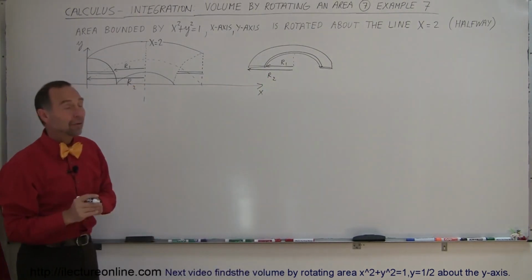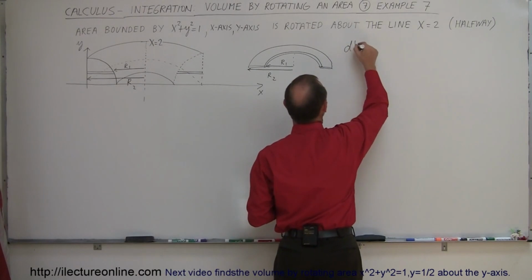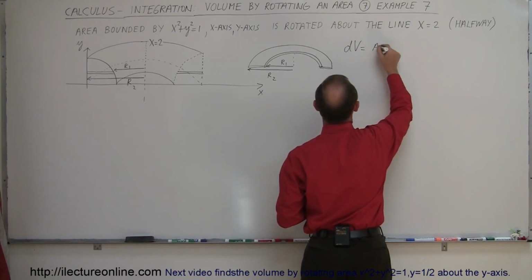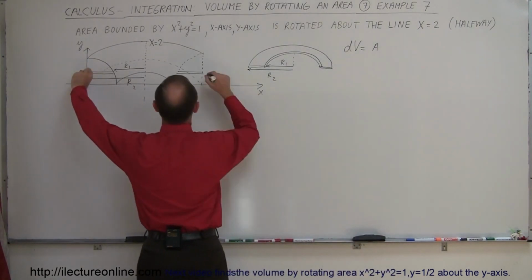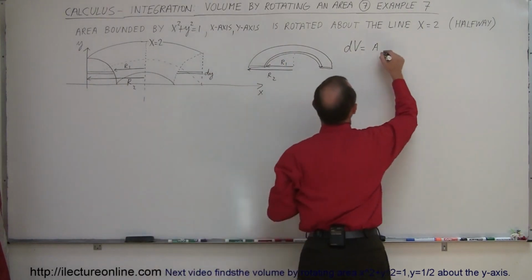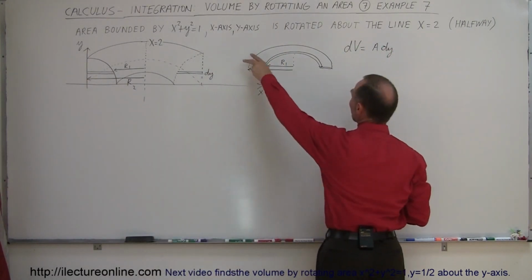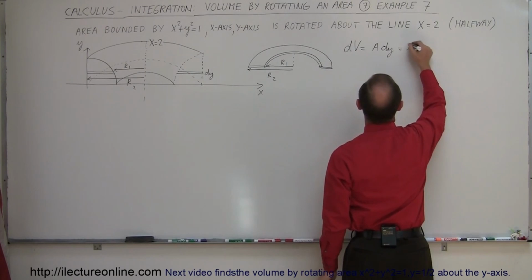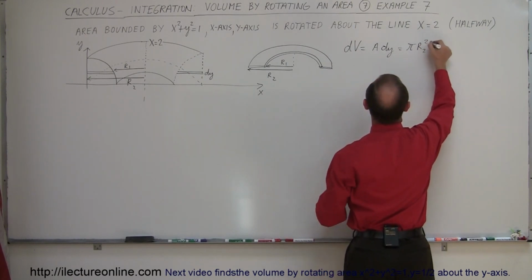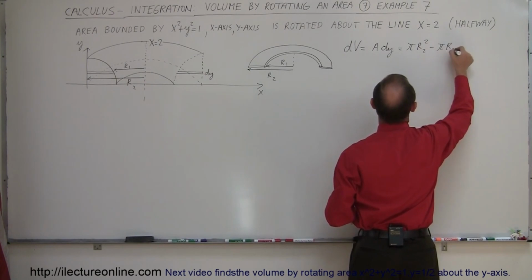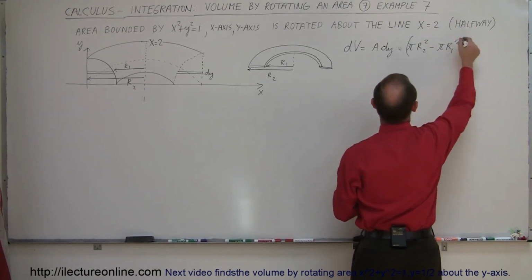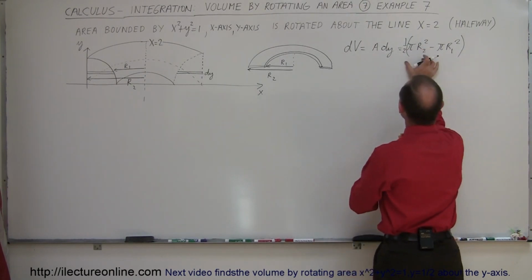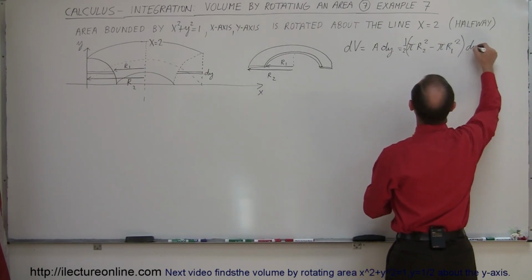Okay, what is the volume of that half washer? The volume, dV, would be equal to the area of the washer times the thickness. Now the thickness here would be in the y direction, a small little dy. So it's the surface area times dy. And the surface area is defined by the area of the whole disk minus the area of the hole. So it would be equal to pi times R2 squared minus pi times R1 squared. Now since we're only doing half of it, we of course have to also multiply it by 1/2, like so. And so that would be the whole disk minus the hole times the thickness dy.